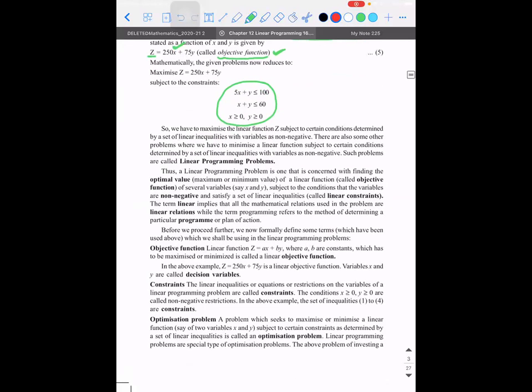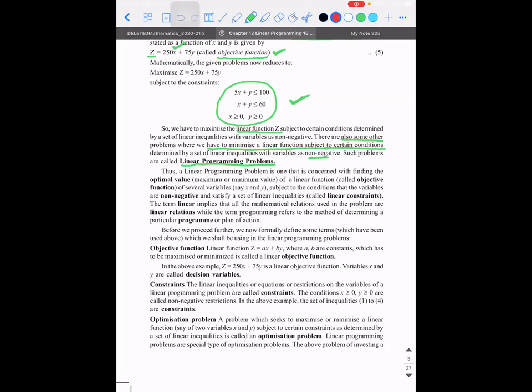Let me read out the names alone. We have to maximize the linear function subject to certain conditions determined by the set of linear inequalities with the variables as non-negative. There are also some other problems where we have to minimize a linear function subject to certain conditions determined by the set of linear inequalities with variables as non-negative. Such problems are called linear programming problems.